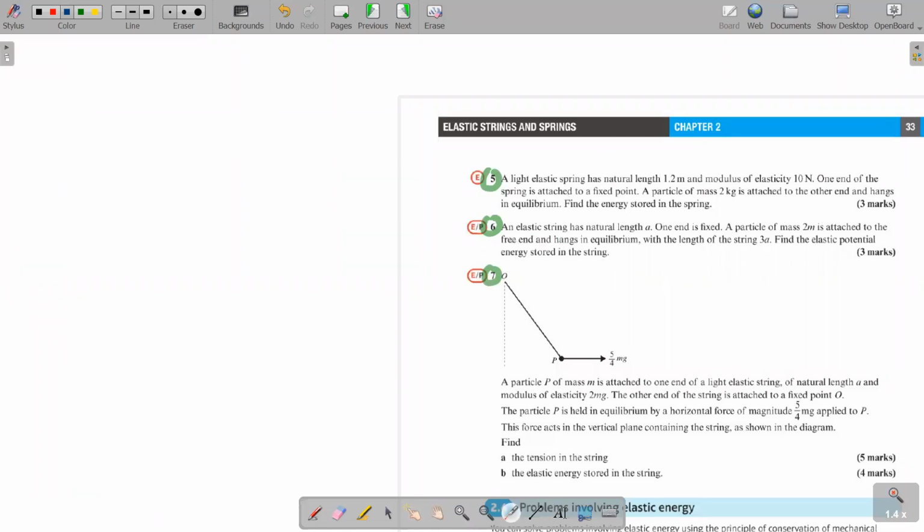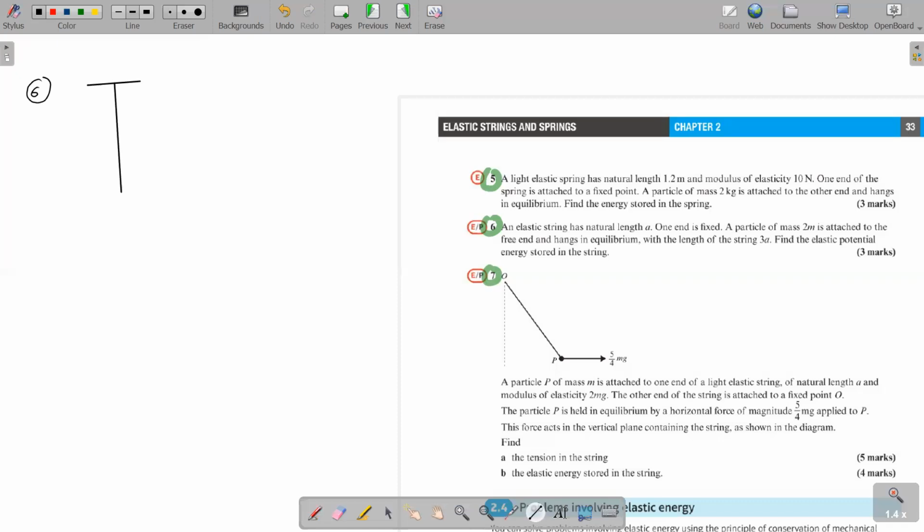Question number 6. An elastic string has natural length a. One end is fixed. A particle of mass 2m is attached to the other end and hangs in equilibrium, which means this is a system that is vertically hanging, right? Okay, so let's draw this.